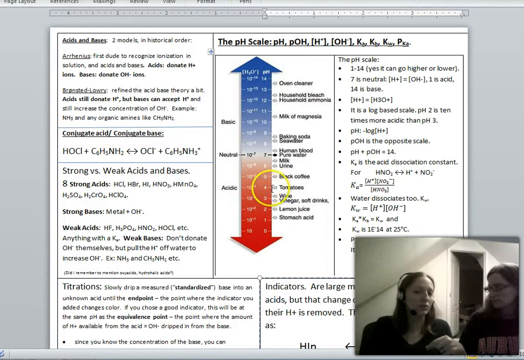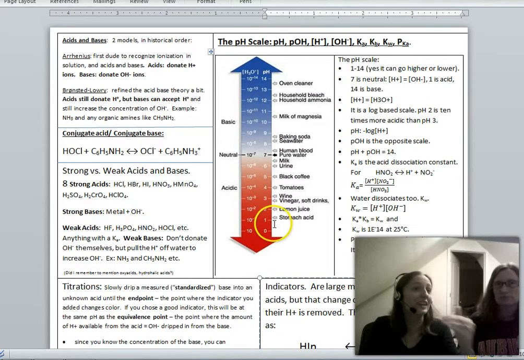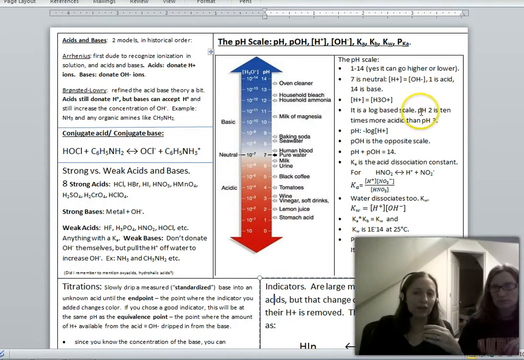Tomatoes are 10,000 times less acidic than pH 0. Dude, it's not just 4 times less acidic. That's the idea behind a log-based scale. You go up one thing and that's 10 times. So you've got to be aware of that. So pH 2 is 10 times more acidic than pH 3.